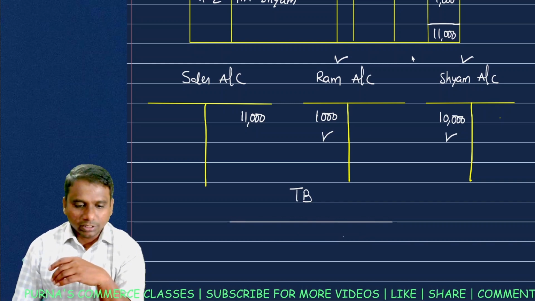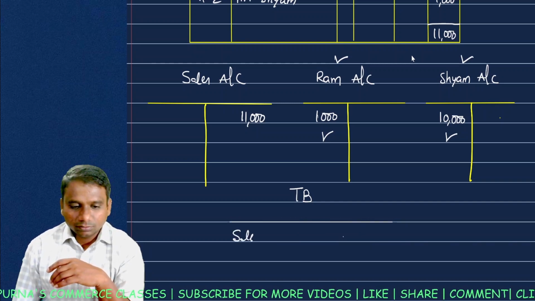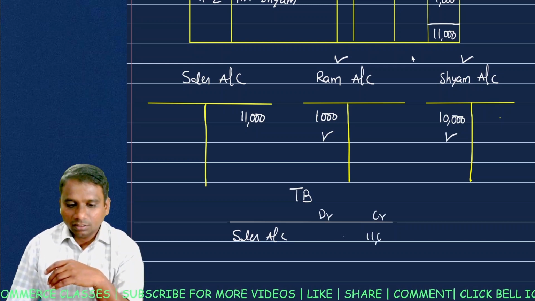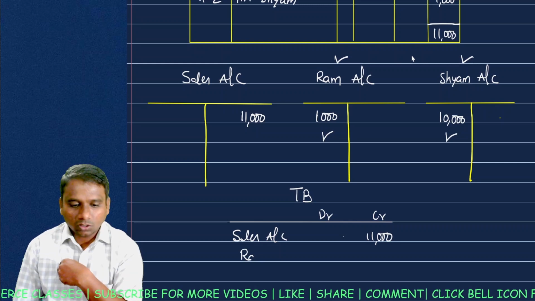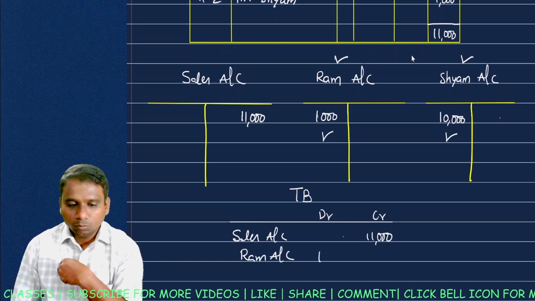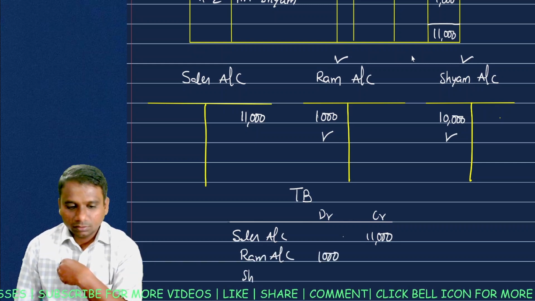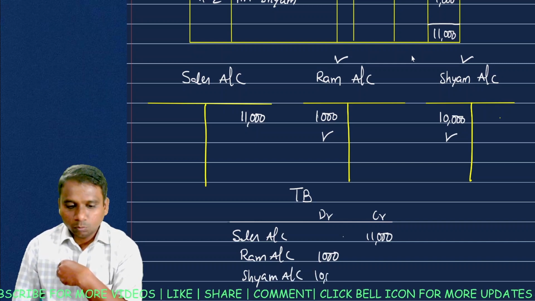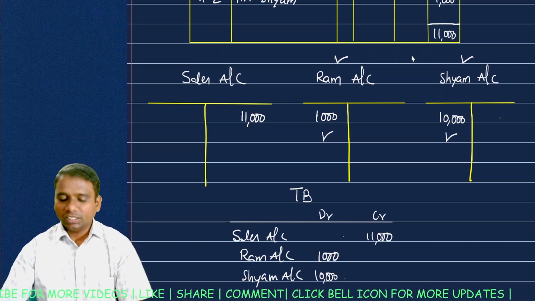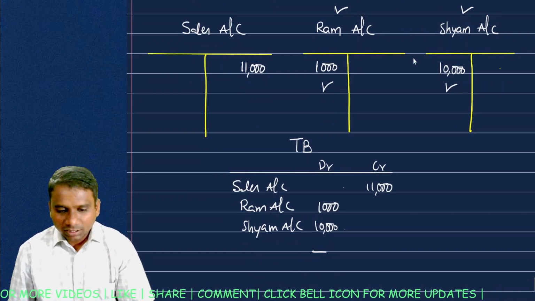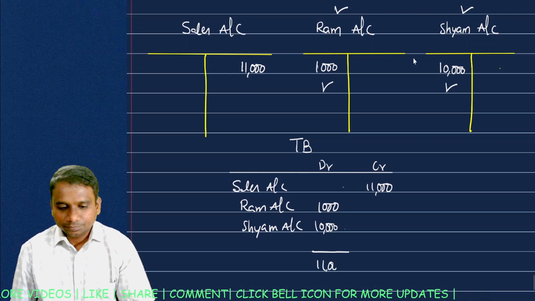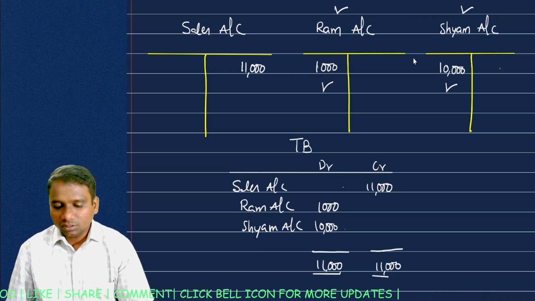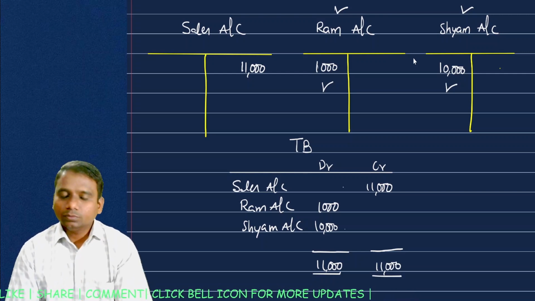What is your observation? Look at it. Sales account, how much credit? 11,000. ROM account, how much debit? 1,000. Shyam account, how much debit? 10,000. Now you people tell me, is your trial balance agreed or not? Yes, it is agreed.